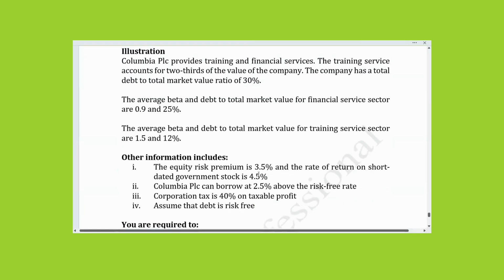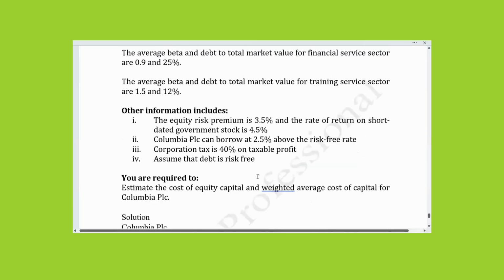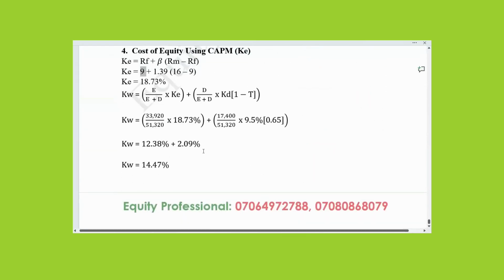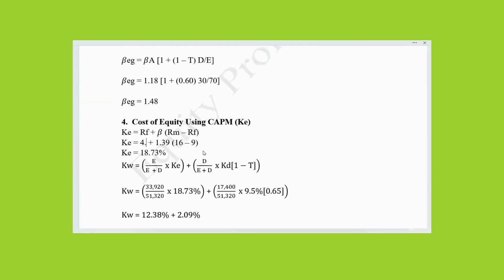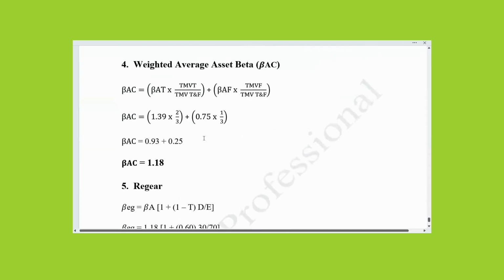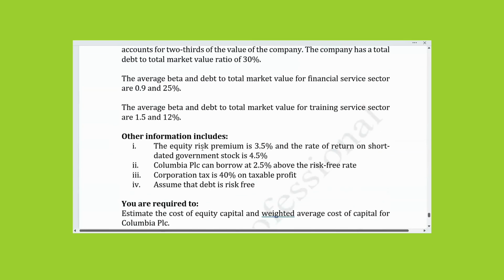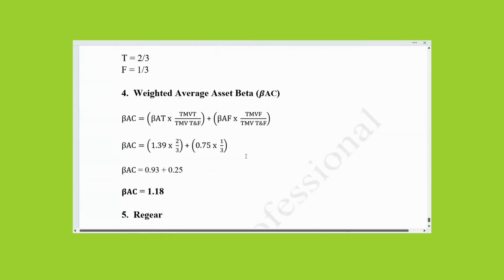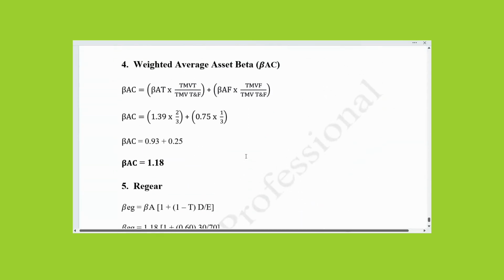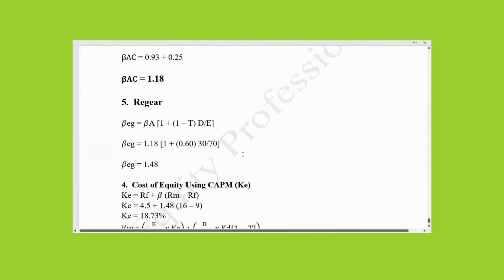Then the beta value. We have calculated beta to be 1.48. Then market return, which is RM. According to the question, we are given an equity risk premium of 3.5%. The difference between market return and the risk-free rate of return is the risk premium.